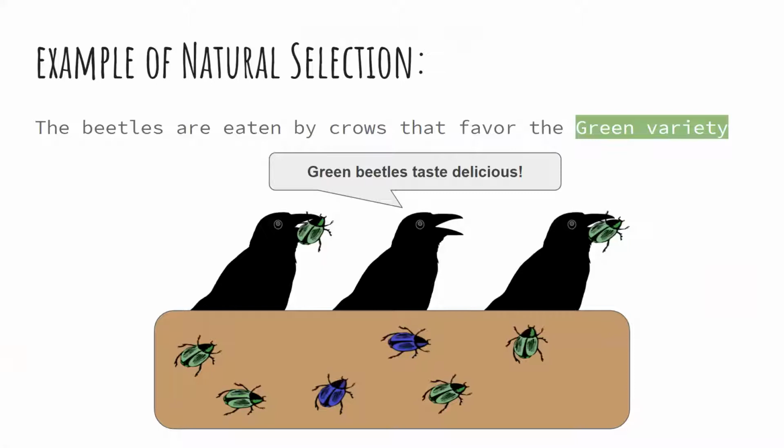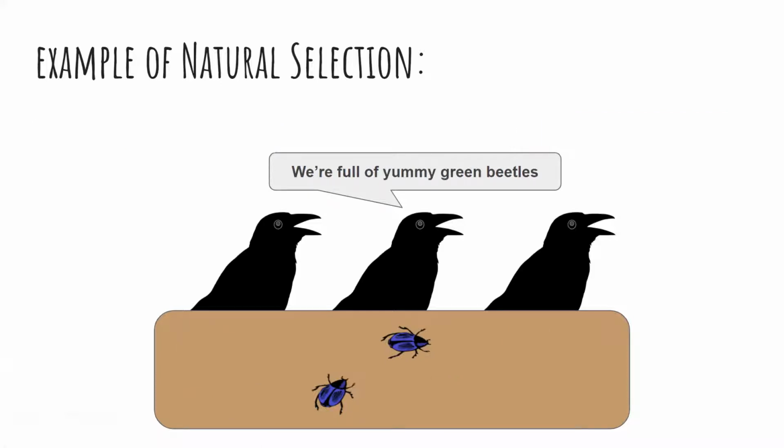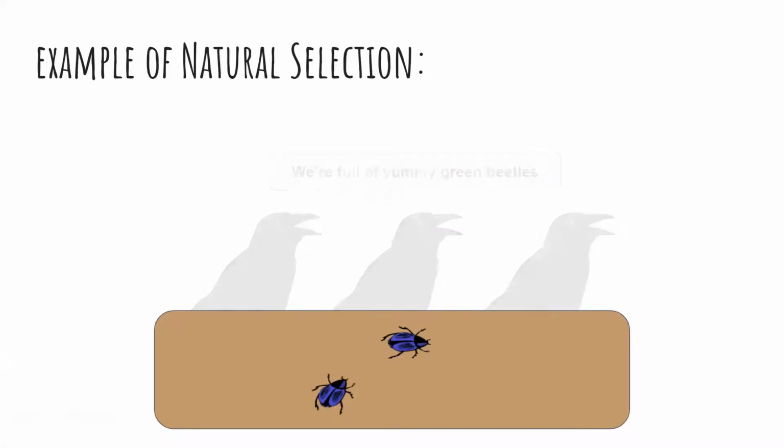The beetles are eaten by crows that favor the green variety. So let's say the green beetles taste like sour candy and the blue beetles taste like black licorice, gross. And so over time, those green beetles taste super delicious and they're selected for over and over and over again, to the point where there are no more green beetles.